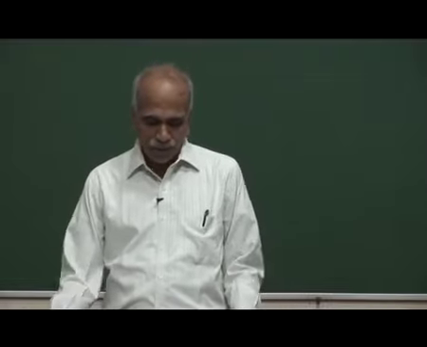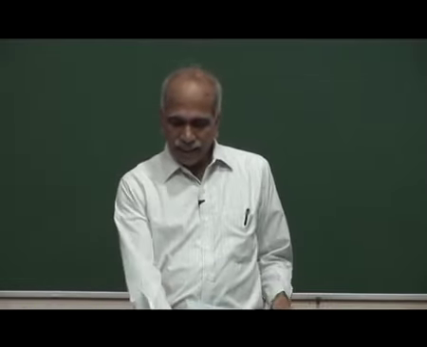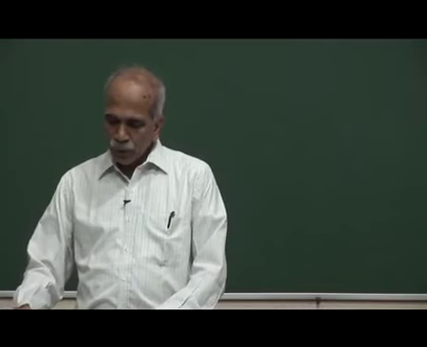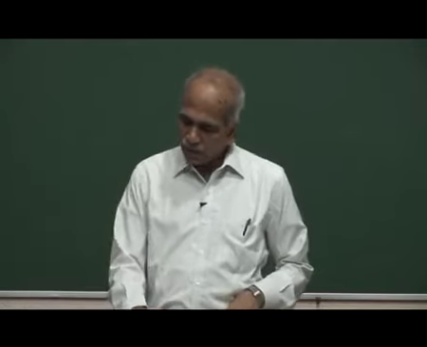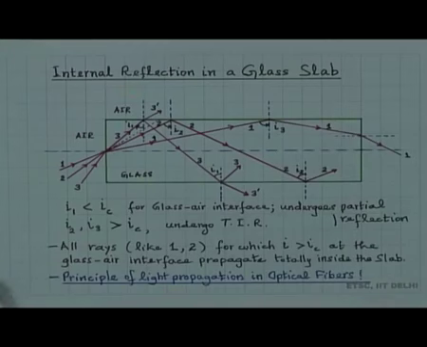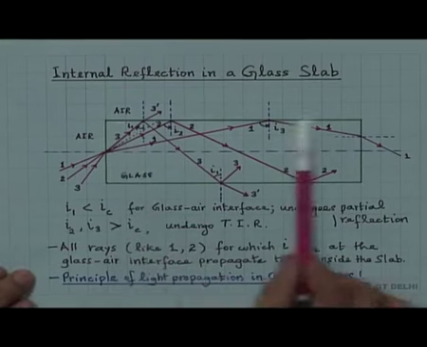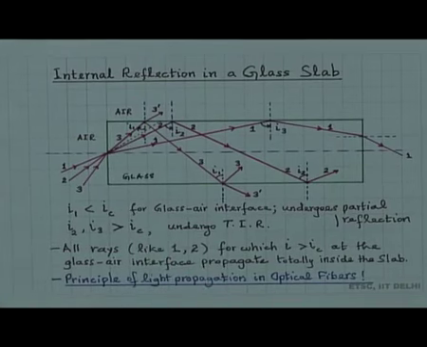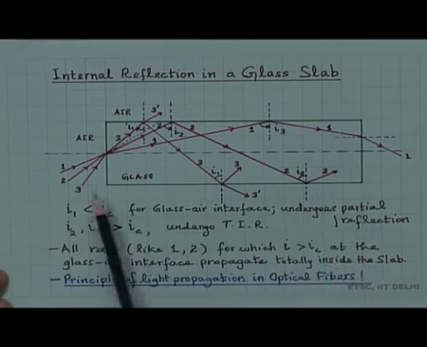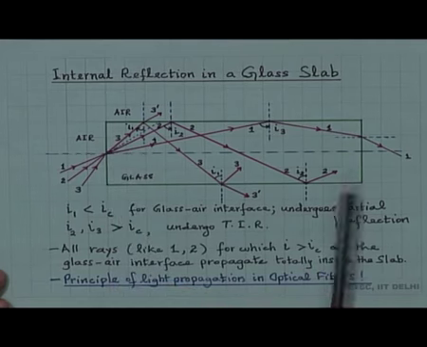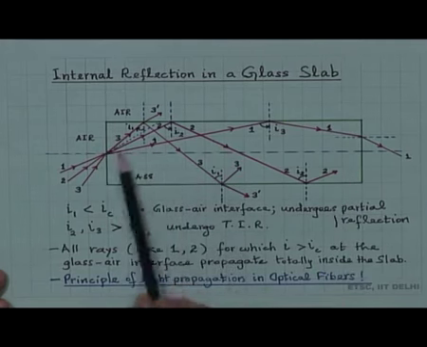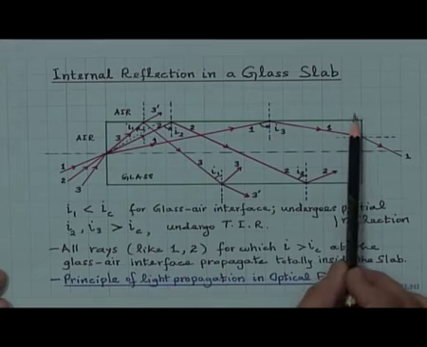Okay, let us go further. Let us extend the example further now to a slab, internal reflection in a glass slab. So, I have taken this glass slab here. So, this is the glass slab. Earlier we discussed internal reflection at one interface. Now, basically I have added one more interface. Therefore, this is a denser medium, glass.